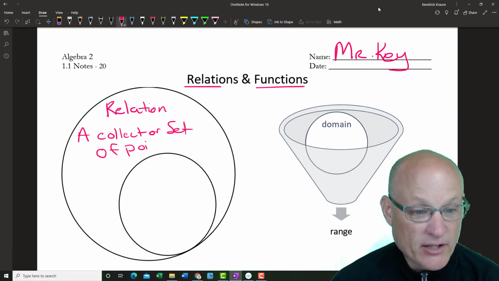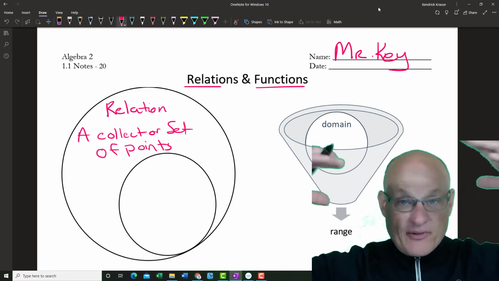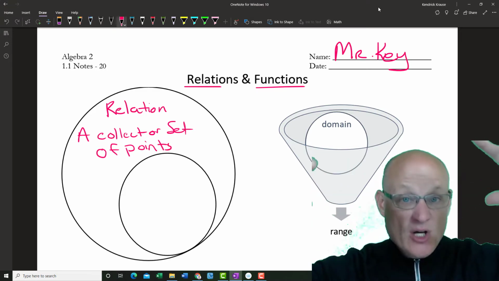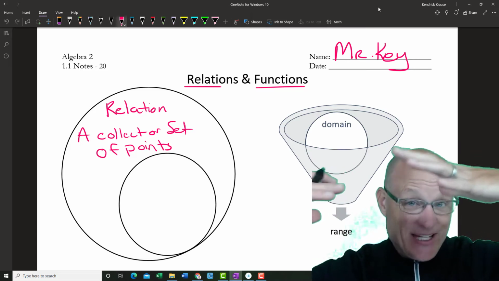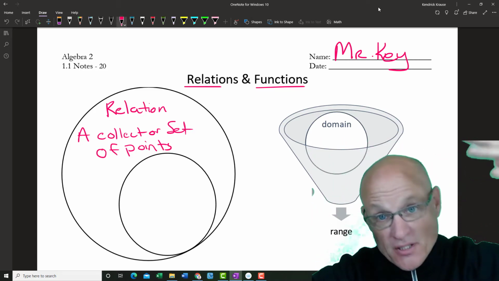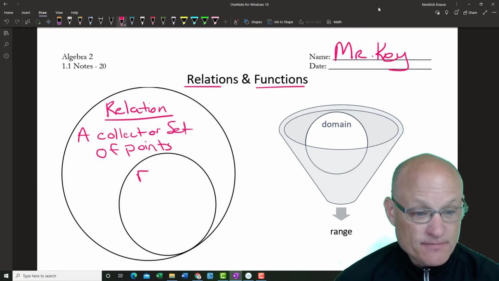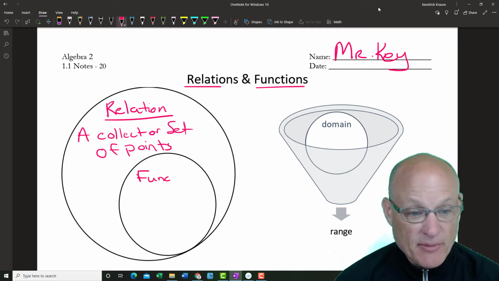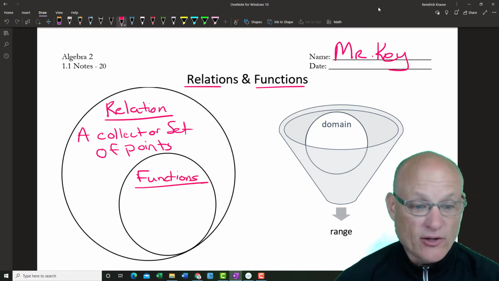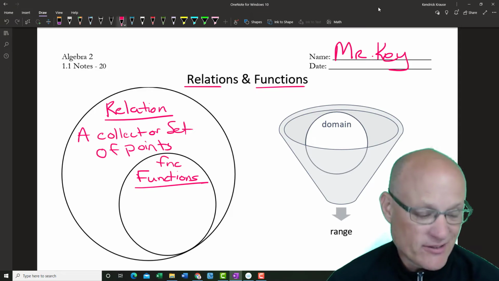Now you notice how big it is, right? It's all-encompassing. It's huge. Now, within the set of relations, that big, huge thing called relations, we have something called functions. Because I'm a lazy math teacher, I'm not going to write the word function out all the time. Also, my penmanship starts to wane a little bit as we go on. So I'll usually use the initials F and C for the word function because it's easier.